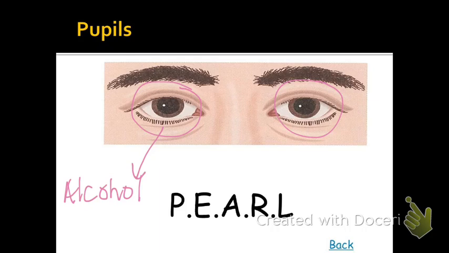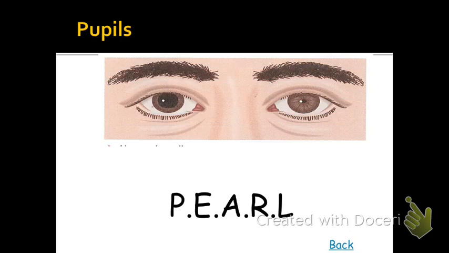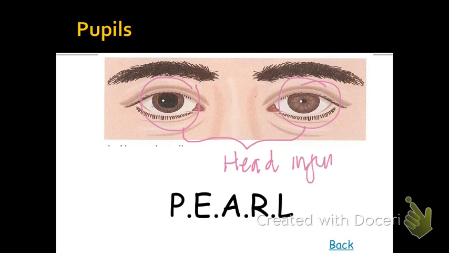And then the last pupil setup that we might actually see is this one right here, where you have one fully blown pupil and one vasoconstricted pupil. In this case, if we see this in the field, we're worried about a traumatic brain head injury. Traumatic injury. And this is a medical emergency. We want to call 911 right away if we can. Okay.